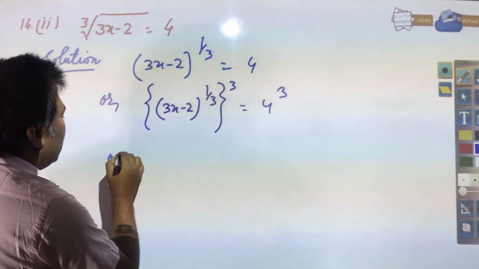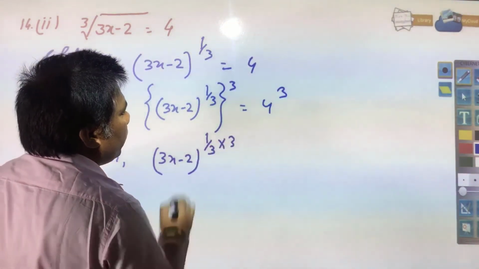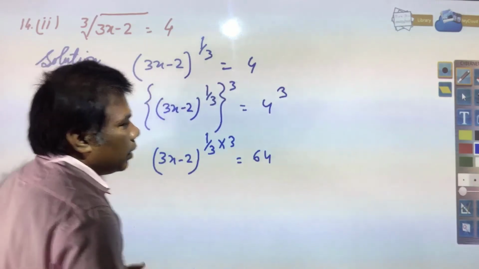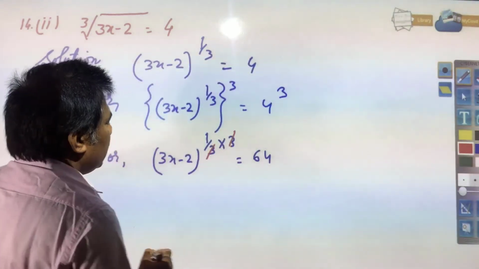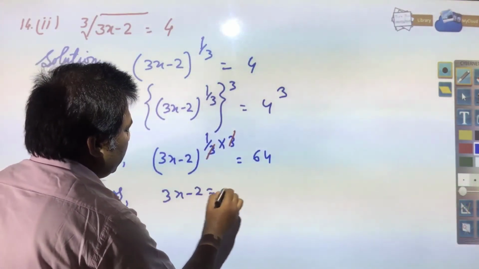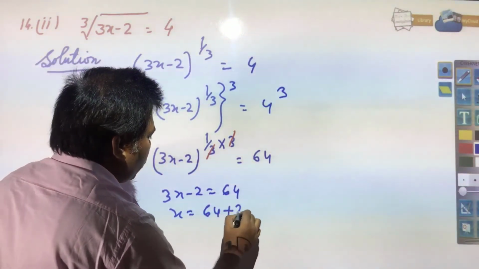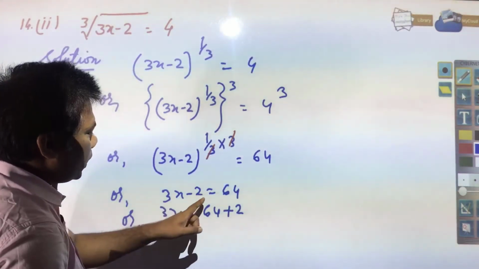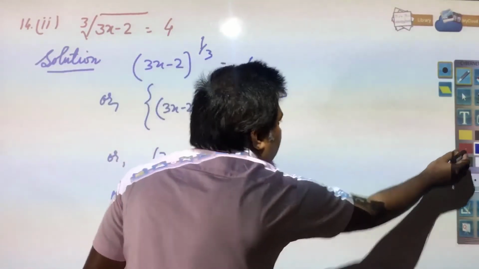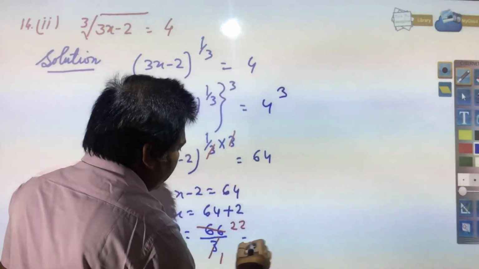Now, you see, (3x minus 2) to the power 1 by 3 into 3 we will get, and here 4 4s are 16, 16 4s are 64, we will get. These 3 and 3 will get cancelled and you will get finally 3x minus 2 is equal to 64, or 3x is equal to 64 plus 2. This will be 66 divided by 3. If you are cancelling this, what will you get? 3 2s are 6, 3 2s are 6. It means your answer will be 22.